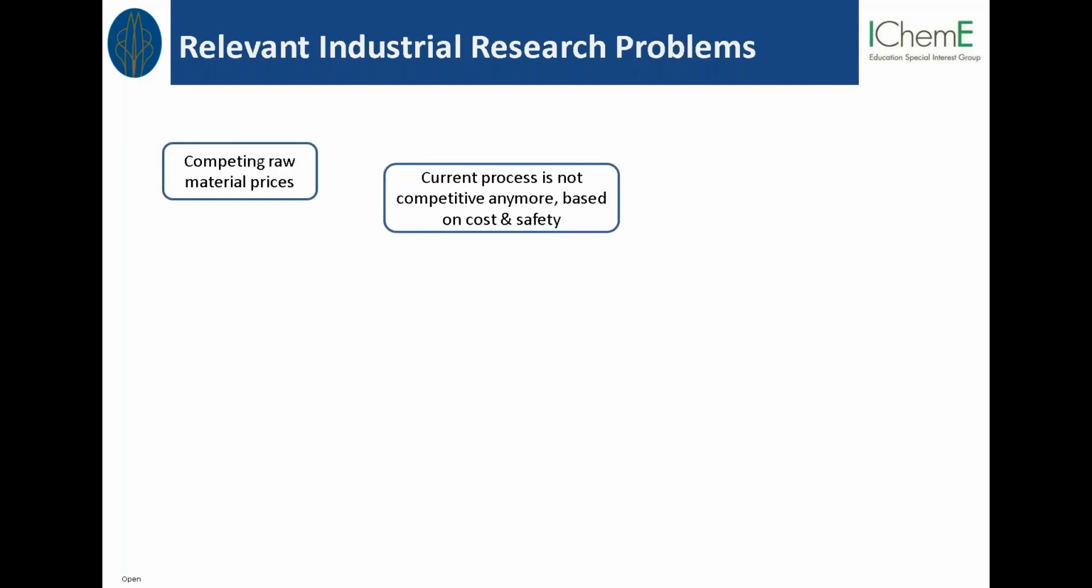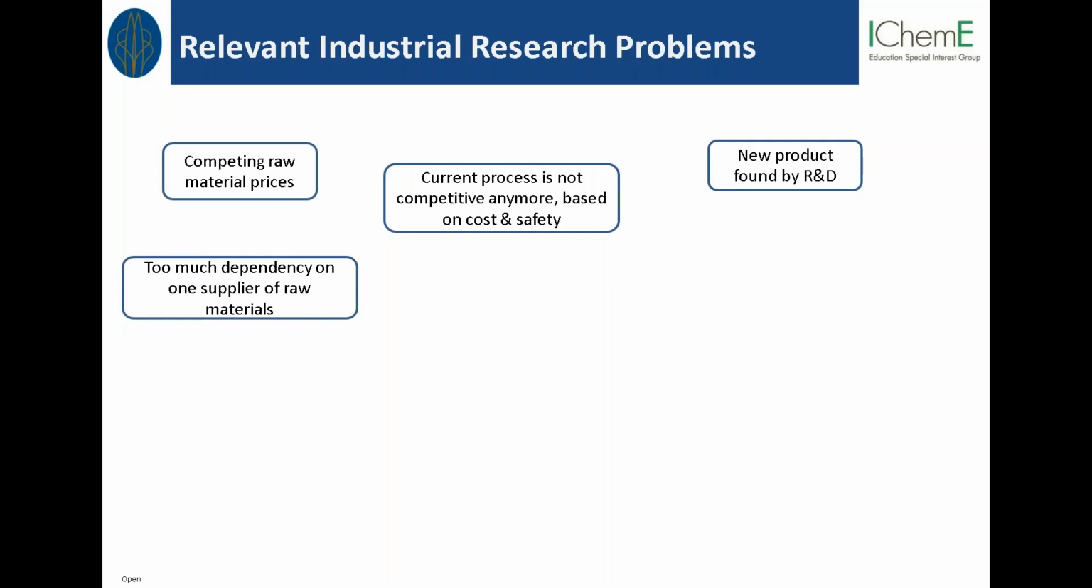It could also be that the current process that we are running is not competitive enough because it's too old. It's old technology, for example, or the way that we are operating it is not safe anymore, or it's consuming too much energy. It could also be that when we do the operations, the R&D people, our colleagues, have found a new product, and they ask us, "Can you make something out of this?" So as a chemical engineer, we are obliged to be able to answer those questions.